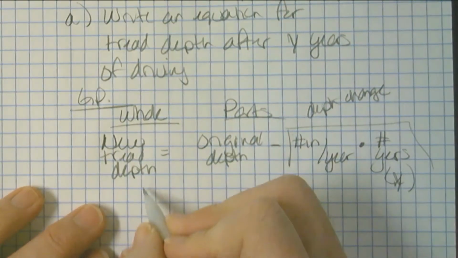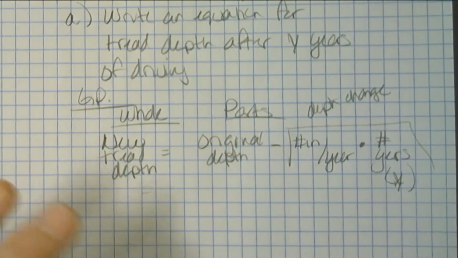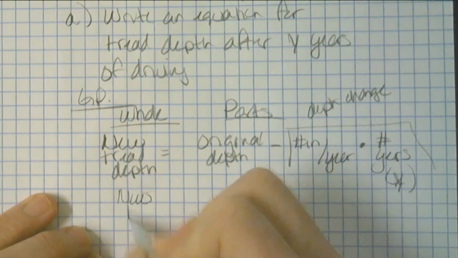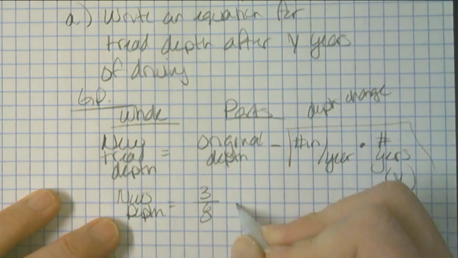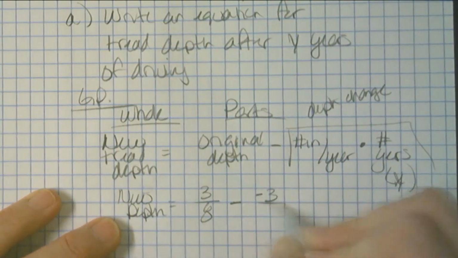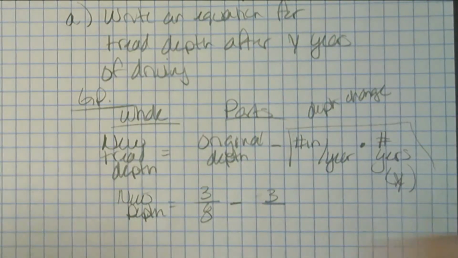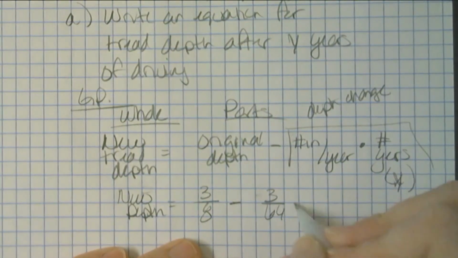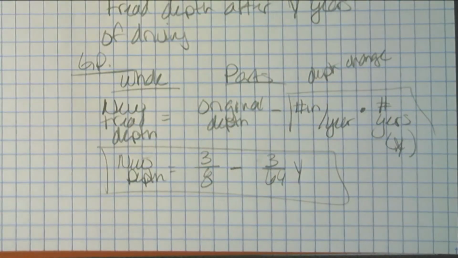So I would end up with 3/8. Nope. I would end up with my new depth is equal to that 3/8 minus -3/64, not minus negative. Since it's already minus, I don't put a negative in. So it's -3/64 times Y. So there is part A. Questions on that? I highly recommend, remember, start with a very general game plan that makes sense to you and then fill it in.